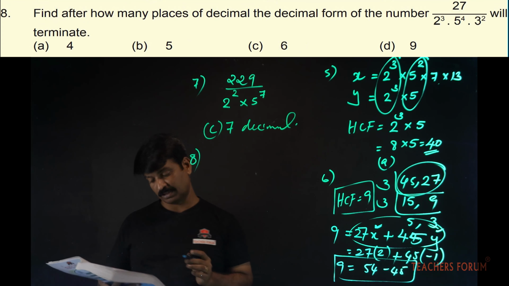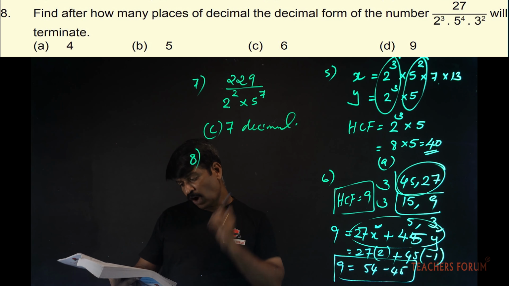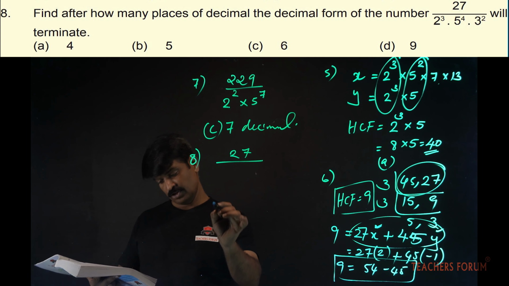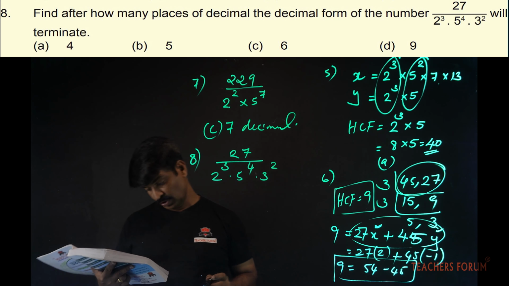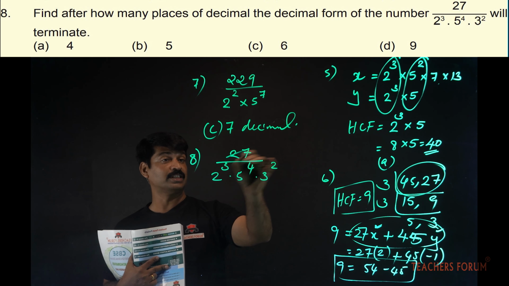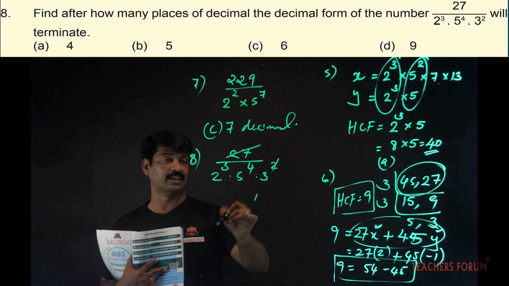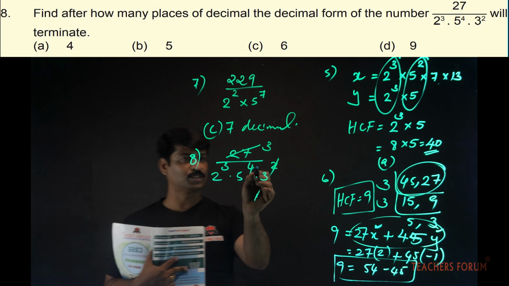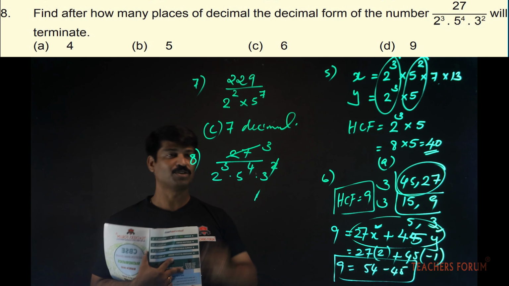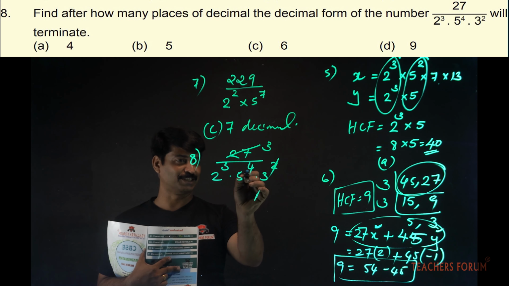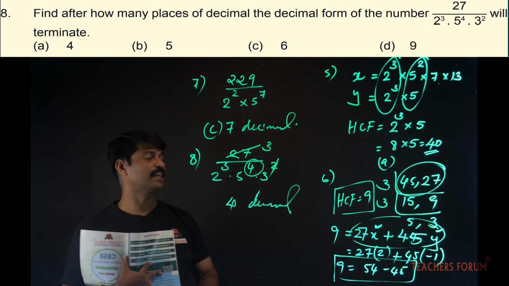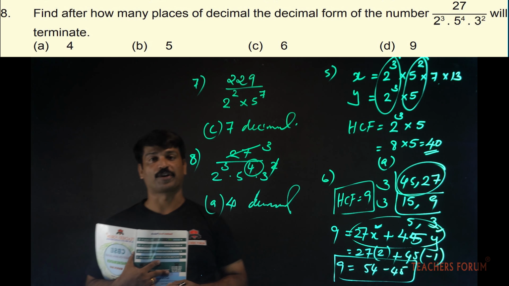Now let's go for question number 8. Find after how many places of decimal the decimal form of the number 27 divided by 2 raised to 3 into 5 raised to 4 into 3 raised to 2 will terminate. You see here 27 and 3 raised to 2, that is 9, can be cancelled. So what you will be getting? You will be getting 3 by 2 raised to 3 into 5 raised to 4. So it is also of the form 2 raised to m into 5 raised to n. So after how many places of decimal it will terminate? It will terminate after 4 places of decimal. Okay, 4 places of decimal. So what is the correct option? The correct option is option A, 4.